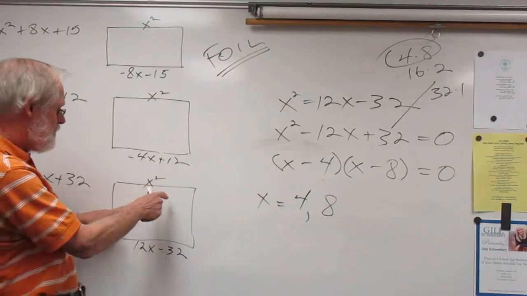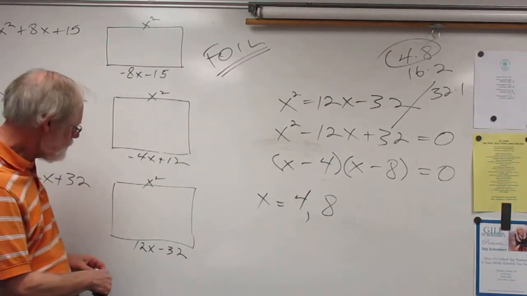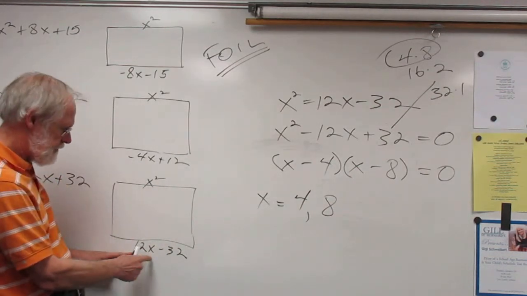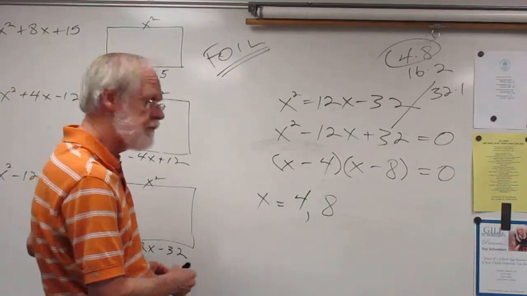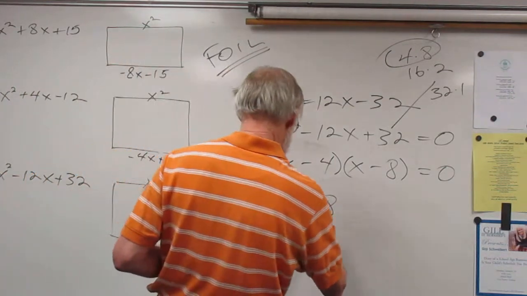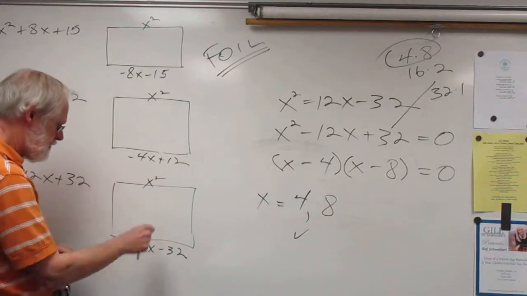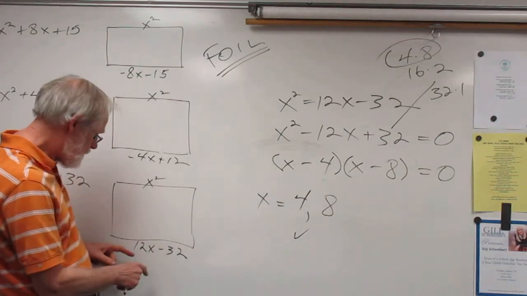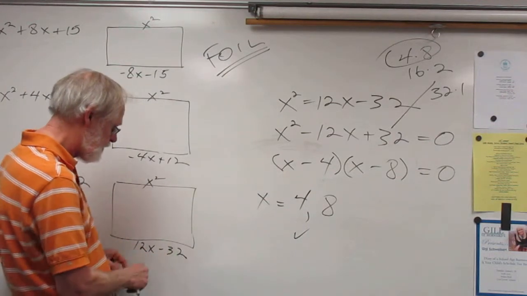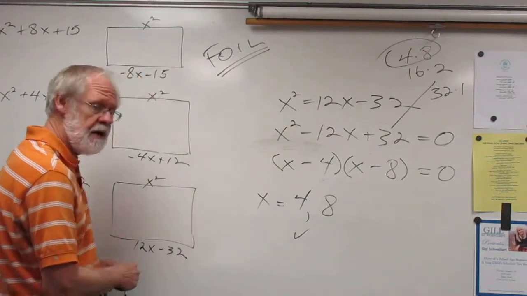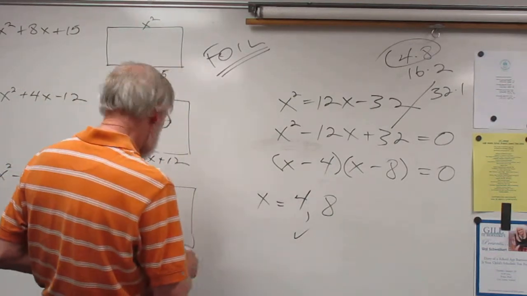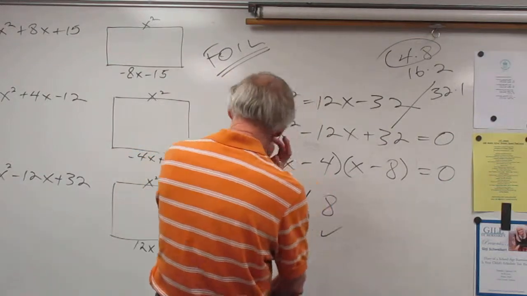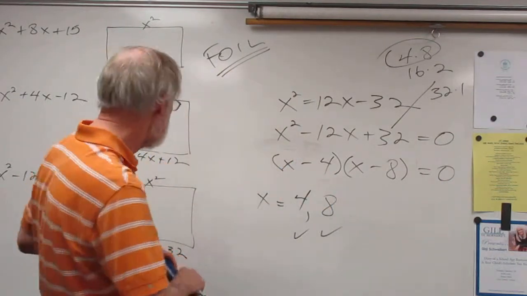Over here, 4 squared is 16. 4 times 12 is 48, minus 32, which is 16. So that worked. 8 squared is 64. 8 times 12 is 96, minus 32 is 64. So both of these work, and there's your answer. X equals 4 and 8.